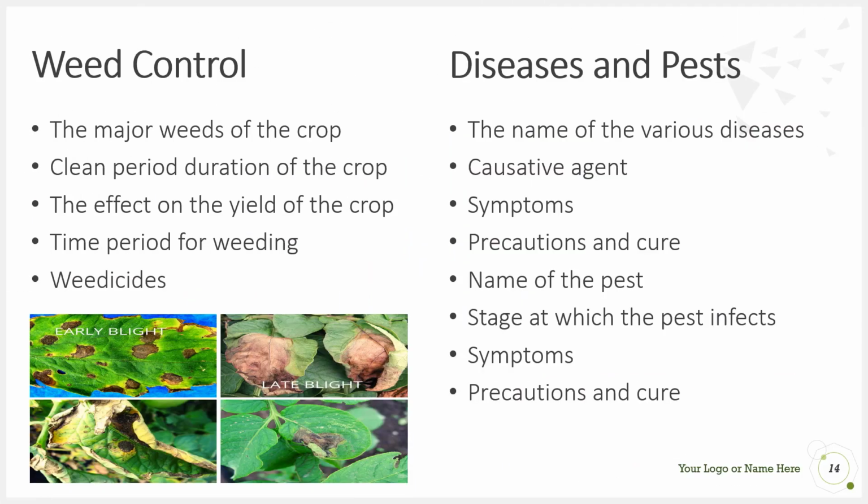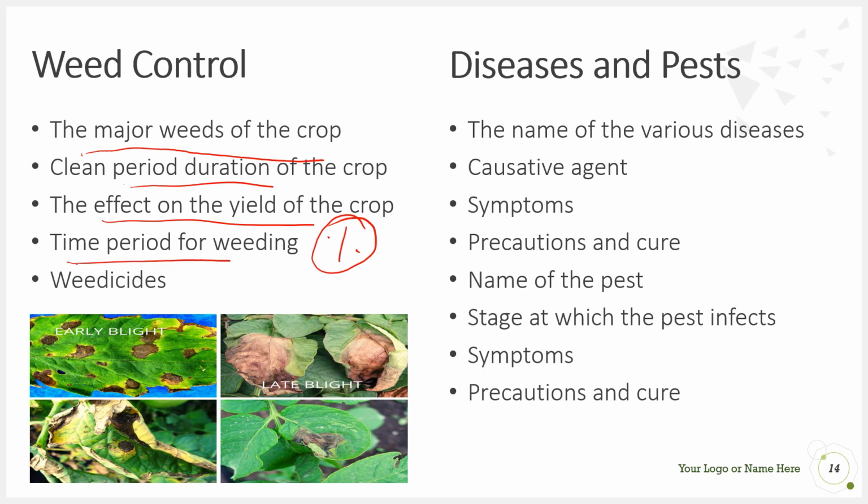Weed control and disease pests. We must know the number of major weeds of the particular crop. Critical period duration: this means the number of days that the particular crop needs to remain weed free, so that it does not affect its yield. Now, effect on yield. If we have a heavy infestation of weed, how much percentage of yield is affected by that particular weed infestation.